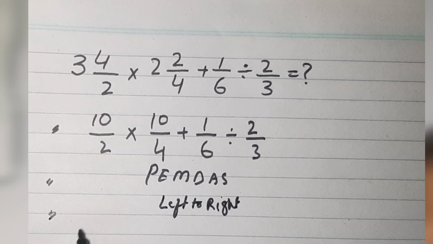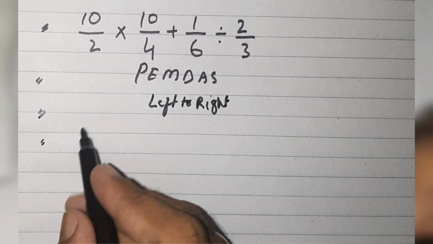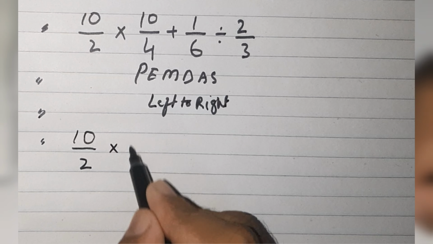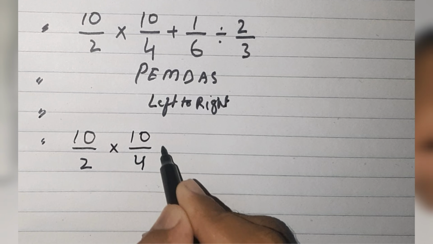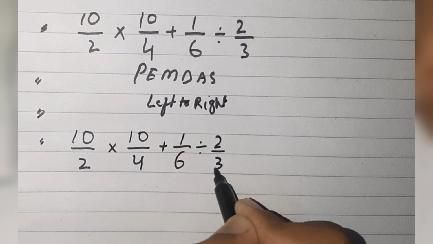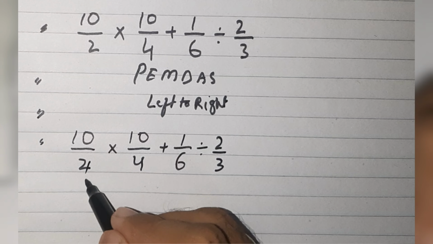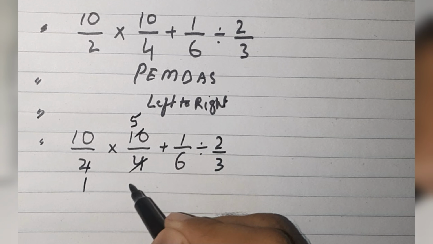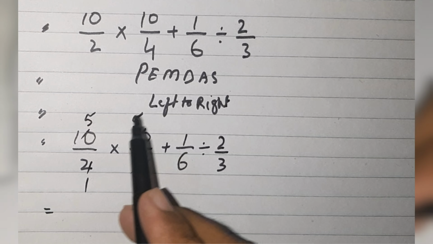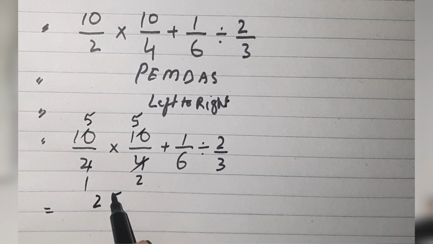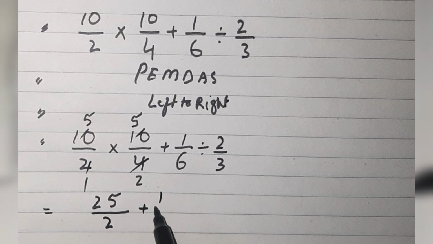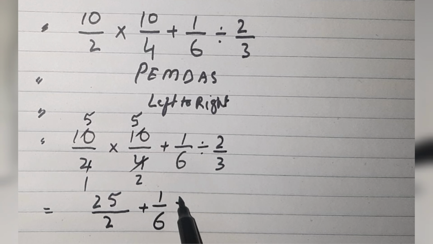So first multiplication. Now instead of this expression we write here: 10 over 2 times 10 over 4 plus 1 upon 6 divide 2 upon 3. Now 2 and 10 cancel each other, leaving 5, 4 and 10 also cancel each other, leaving 2 and 5. Now 5 times 5 gives us 25 upon 2 times 1 gives us 2, plus 1 upon 6 divide 2 upon 3.